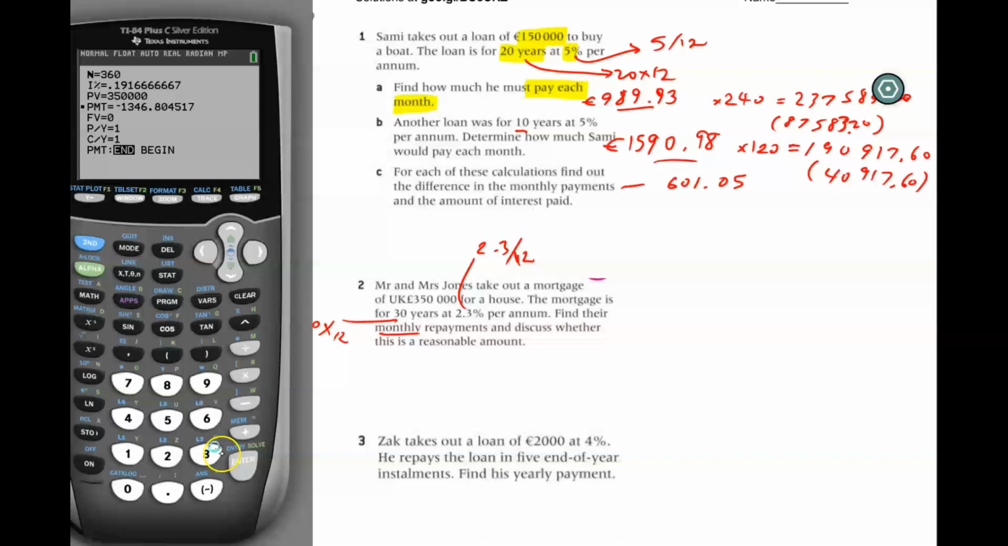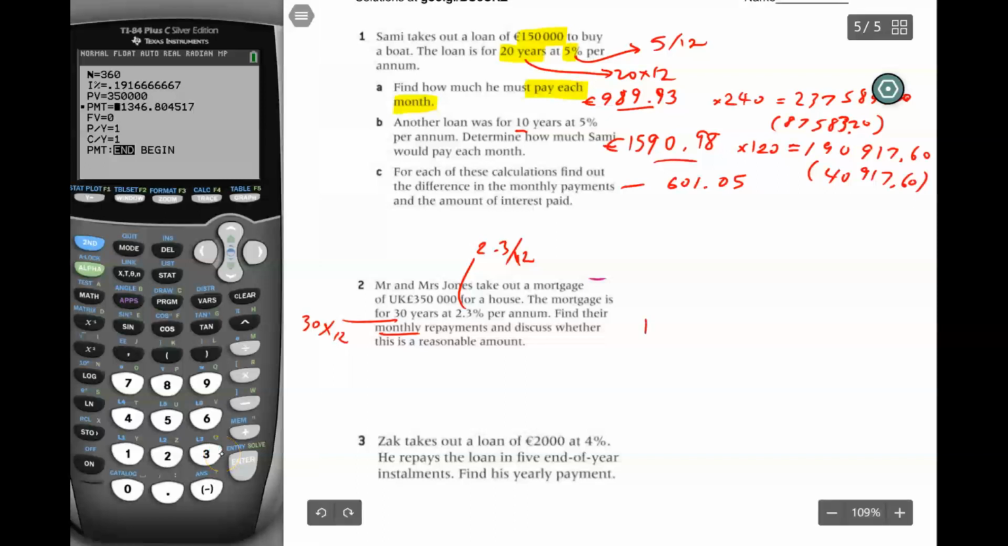that's the amount of money that goes into your wallet. And then you pay it back every month, $1,346.80. Okay? So the amount of the repayment is 1,346.80 euros. And then it asks to discuss whether this is a reasonable amount.